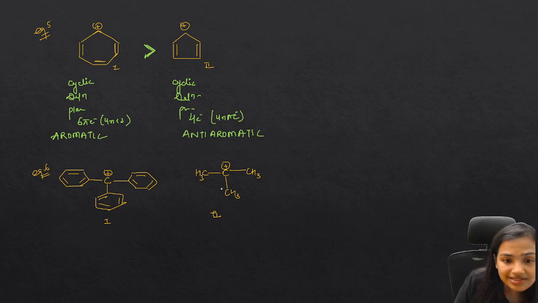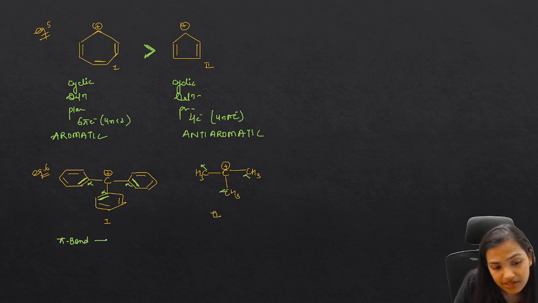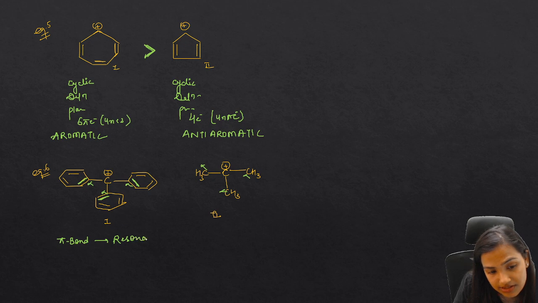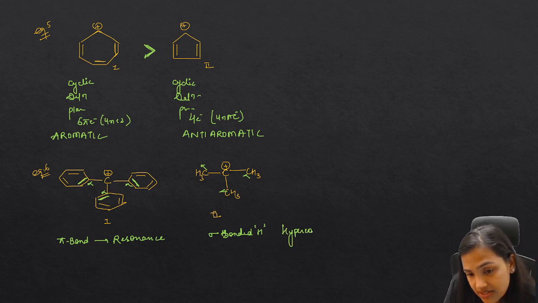Example number 6. If you see the two examples, what can you compare? Here you can see that this is the alpha position, alpha, alpha. Over the alpha we have a benzene ring, we have a pi bond. So who will stabilize this? Pi bond means resonance. Resonance will stabilize this. And here at the alpha position, we have the sigma bonded hydrogen. So who will stabilize it? Sigma bond means hyperconjugation.